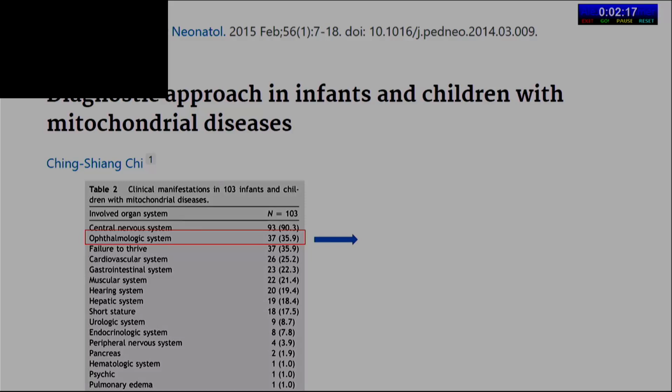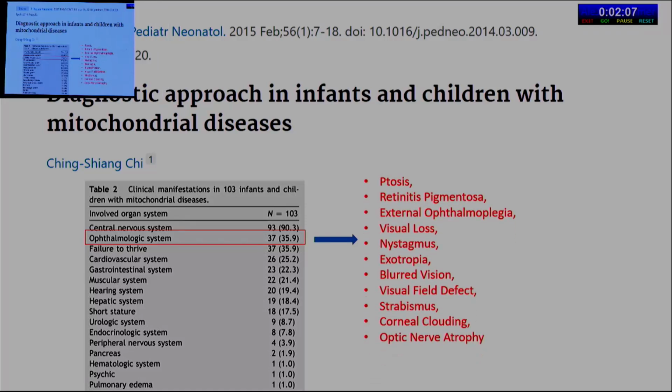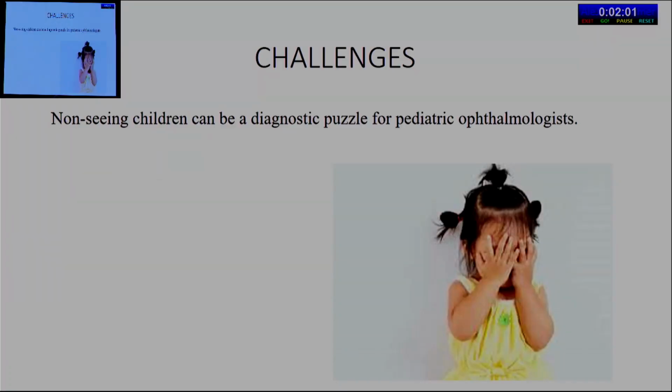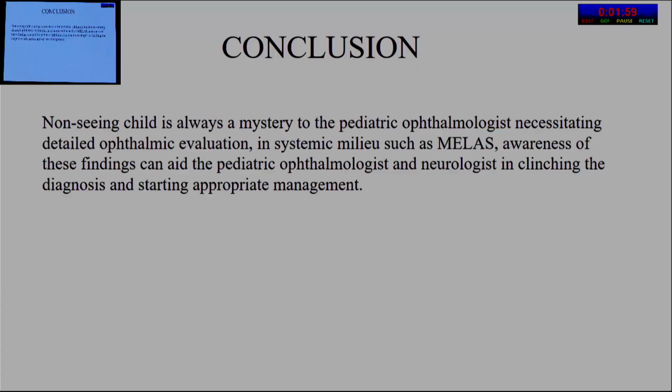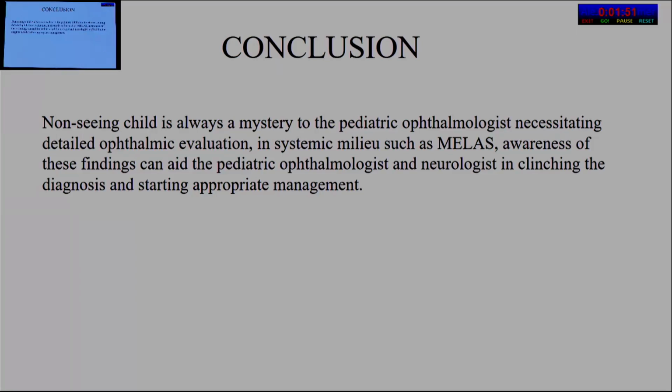It is also seen from the pediatric neonatology review article that the ophthalmic manifestations were the second most common manifestations in MELAS syndrome, which can present as ptosis in various forms. So for a pediatric ophthalmologist, a non-seeing child is a diagnostic puzzle. But if we are aware of these findings in MELAS, it will help the pediatric ophthalmologist and neurologist in clinching the diagnosis and starting appropriate management.